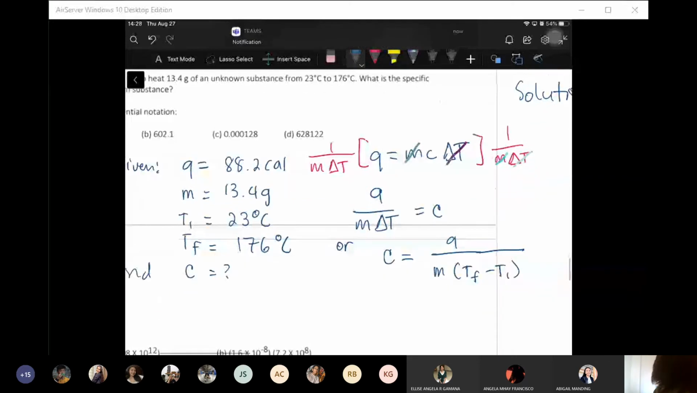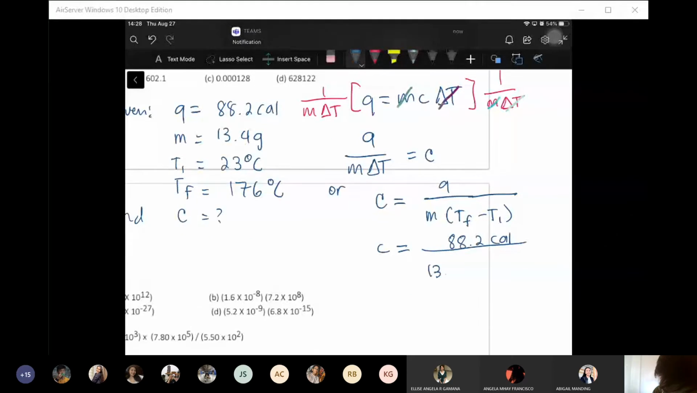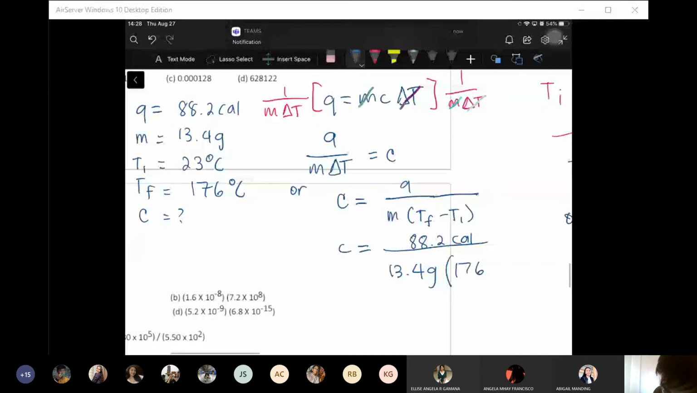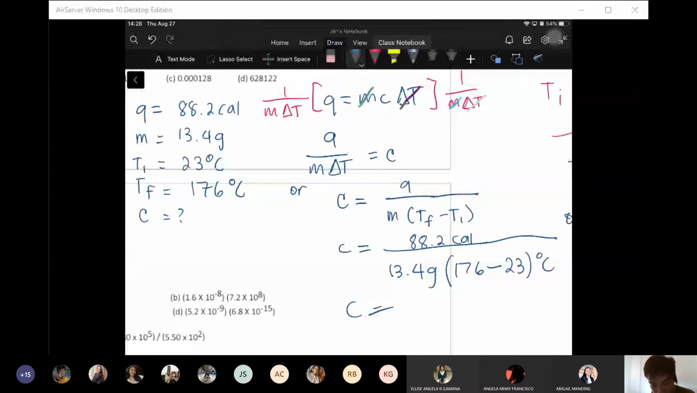Then plug in. c equals 88.2 calories over mass is 13.4 grams times temperature change, 176 minus 23 degrees Celsius. That gives 0.04 calorie per gram degree Celsius.